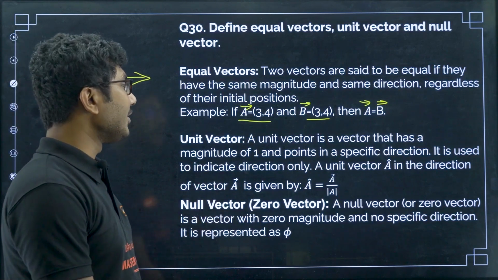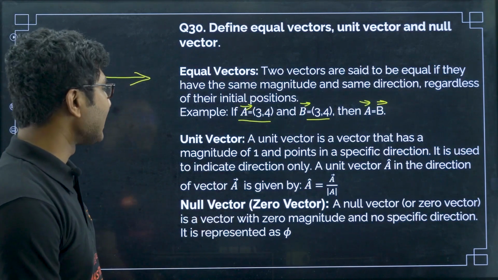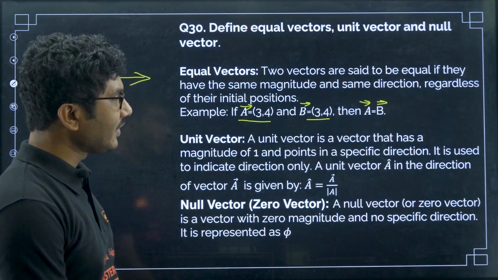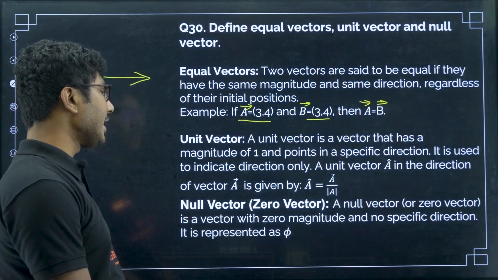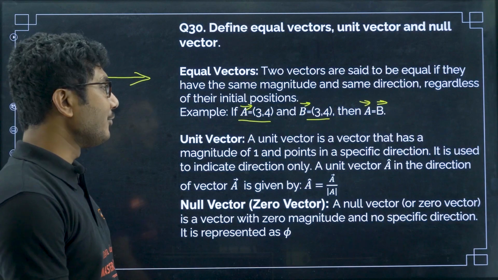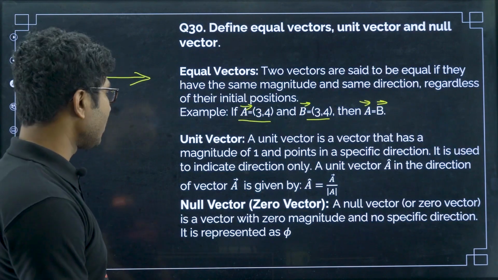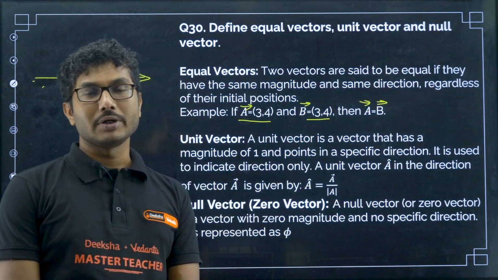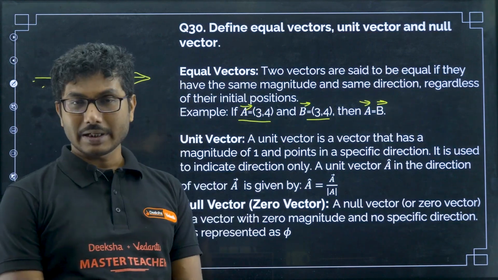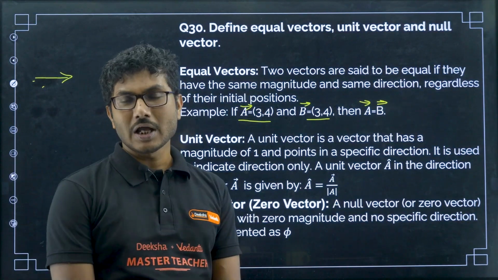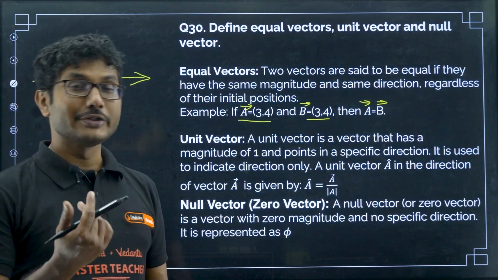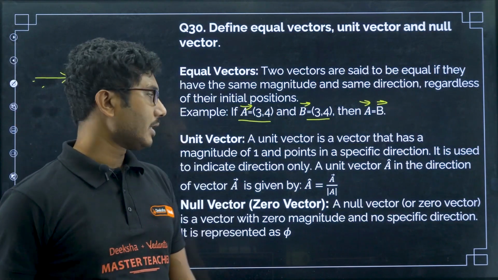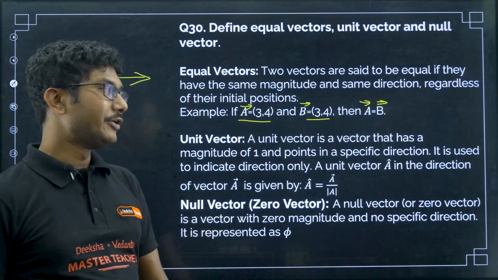Next is the unit vector. A unit vector is a vector that has a magnitude of 1 and points in a specific direction. It is used to indicate the direction only. A unit vector A cap in the direction of the vector A is given by A cap equals A by modulus of A. So a unit vector has only direction and its magnitude is 1. i cap, j cap, k cap are all unit vectors.